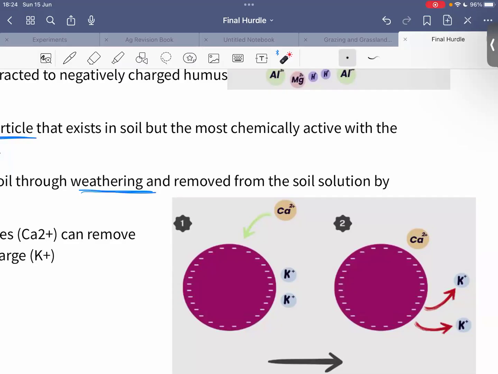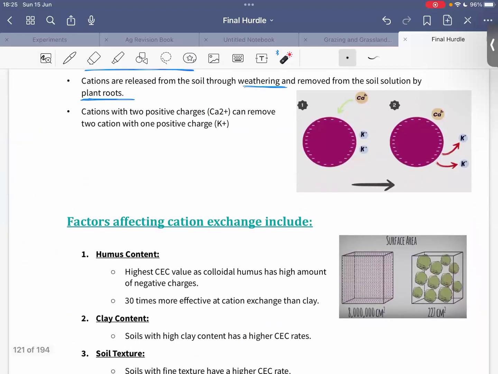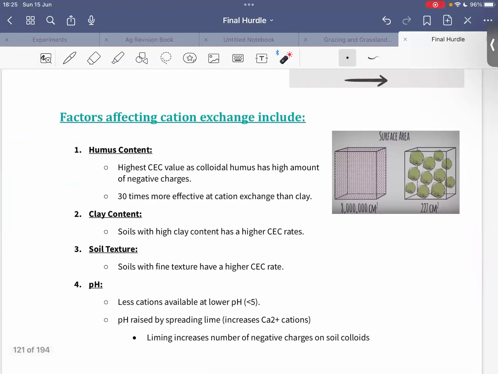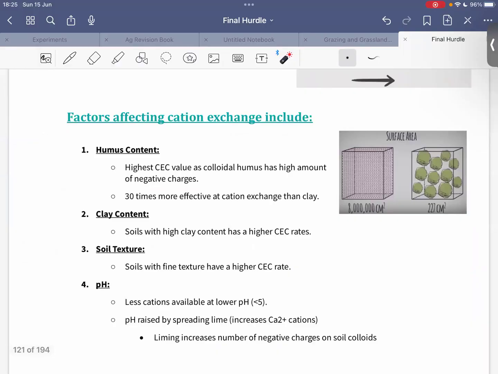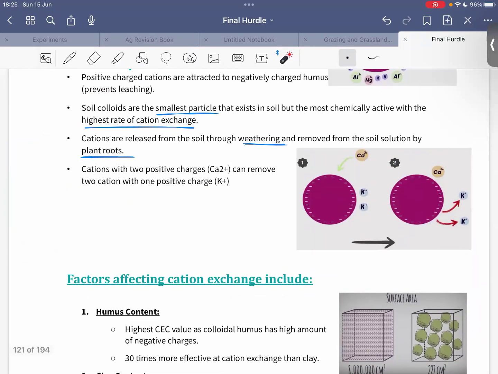Please do not underestimate the power of a good diagram, a nicely labeled diagram, tomorrow, okay? Please draw diagrams. There's extra space at the back of your booklet. You just write down at the bottom, see page whatever of your booklet, and draw your diagram in. The examiner is going to have to correct it, okay? Factors affecting our cation exchange, all to do with the smaller the particle.